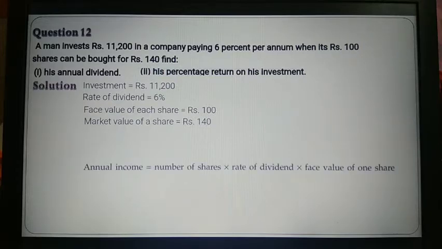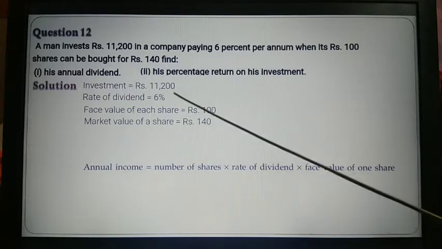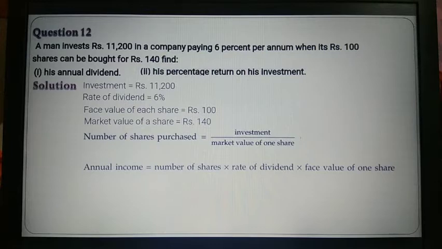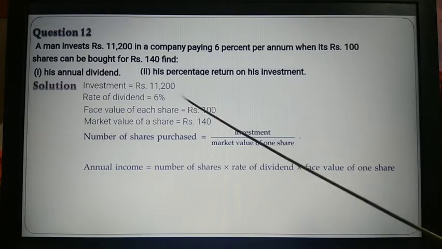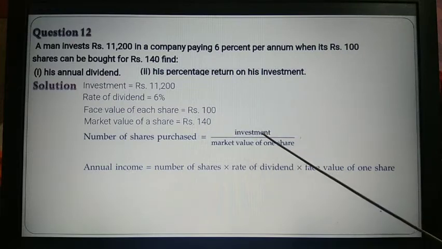So let us check whether everything is there or not. We have face value of one share. Yes, it is already given. Rate of dividend, okay, this is also there, but we don't have number of shares. So we'll calculate number of shares. To calculate number of shares, we have got this formula available. Now let's check whether we have both the things available with us. We have got investment. Yes. What is the market value? That is also there.